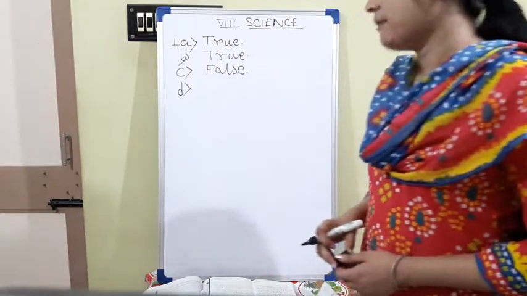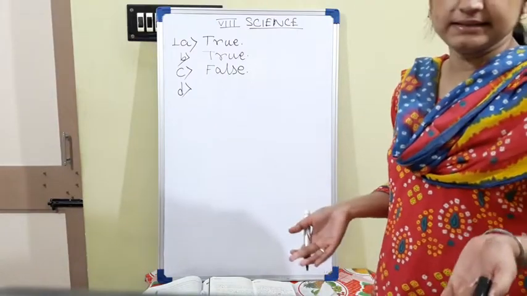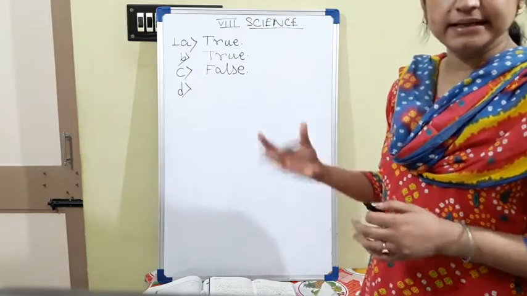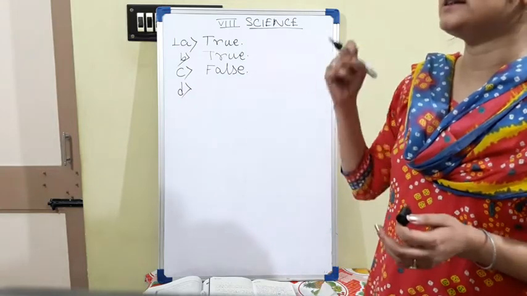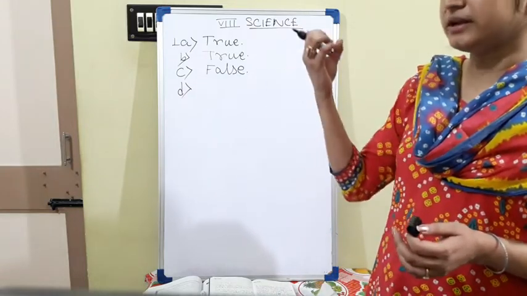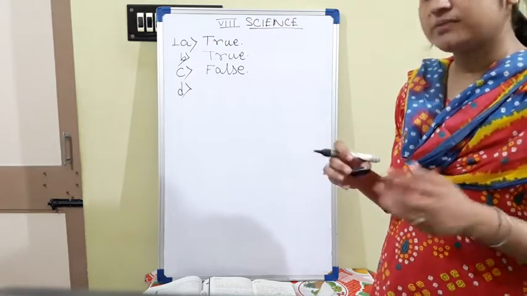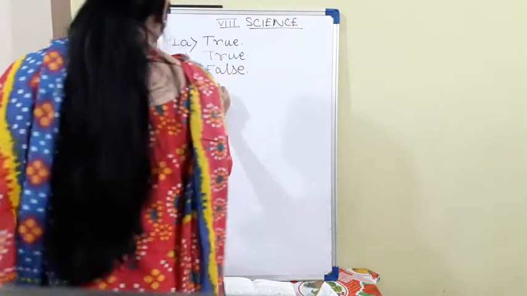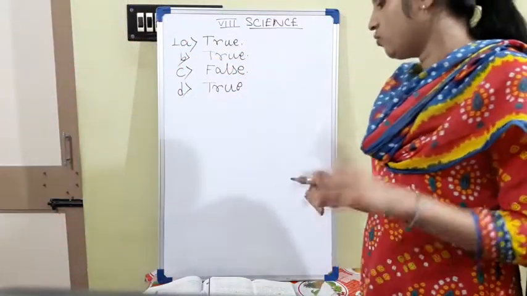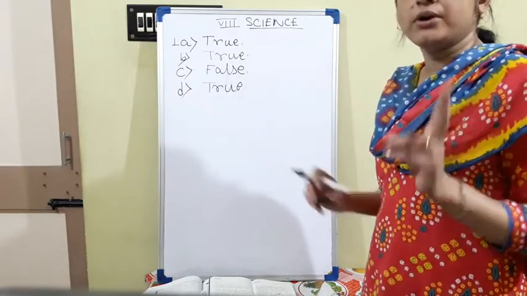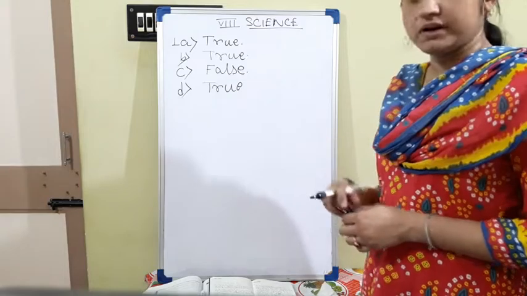Number D, amoeba has irregular shape. Obviously amoeba doesn't have any type of definite shape. It can change its shape due to the pseudopodia. It can spread its pseudopodia, it can contract its pseudopodia, so it can change its body shape. So this one is also true. Okay, so the first one is true, second also true, third one is false, and the fourth one is true.